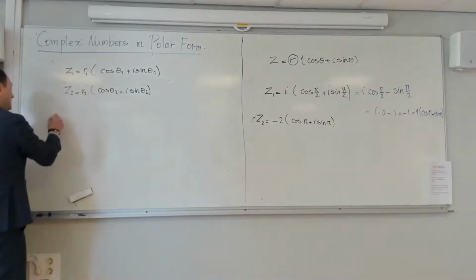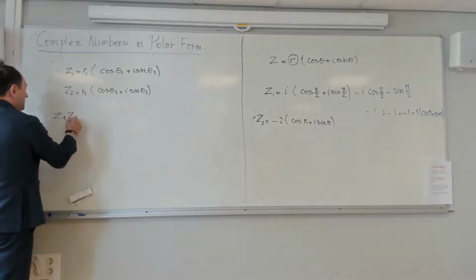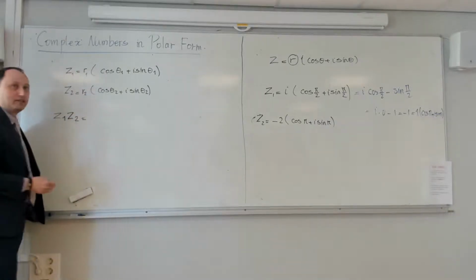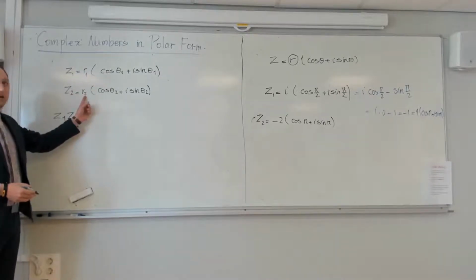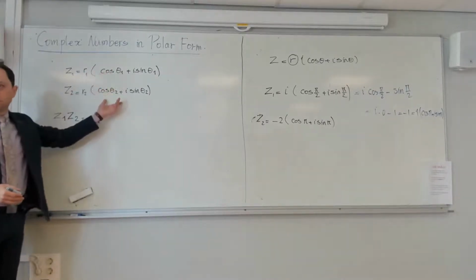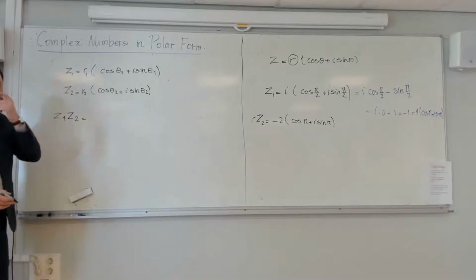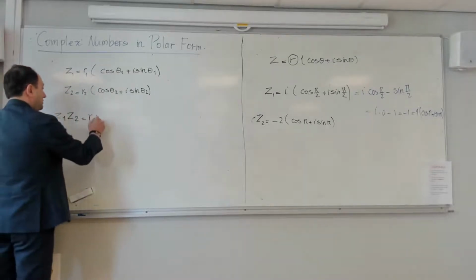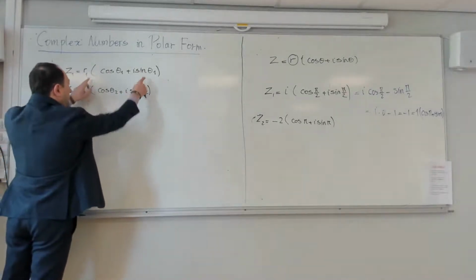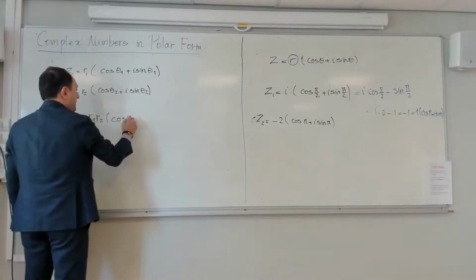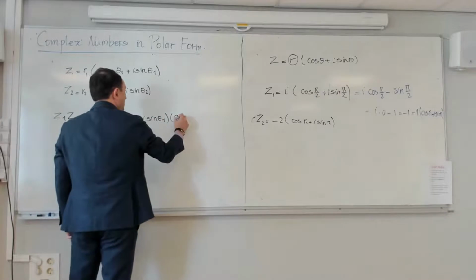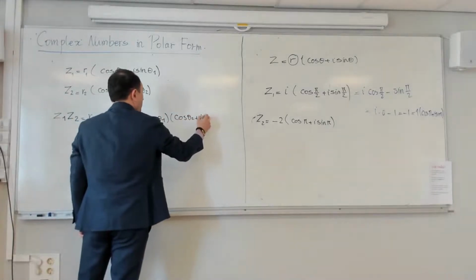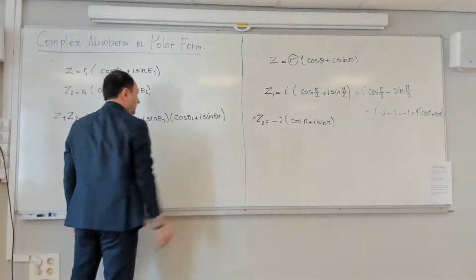So let us do Z1 times Z2. So tell me, what should I do? I want to multiply these two. Do you agree that I can multiply R1 by R2 and this pair of brackets by this pair of brackets? Is that understandable? Yes. So I would write R1 R2, and I multiply this pair of brackets here: cosine theta 1 plus I sine theta 1 multiplied by cosine theta 2 plus I sine theta 2.